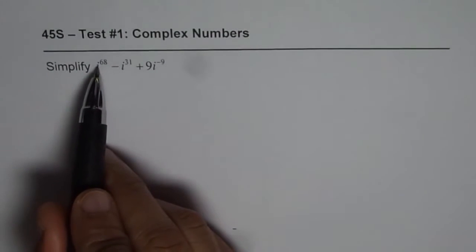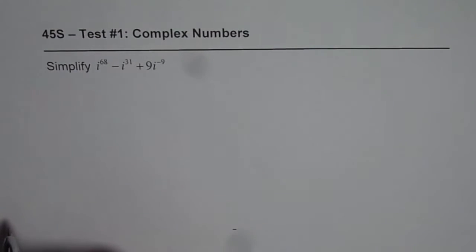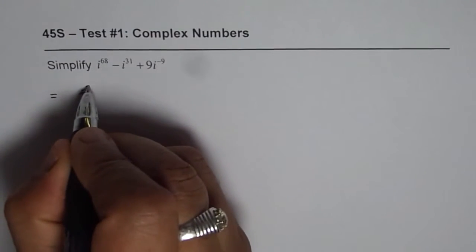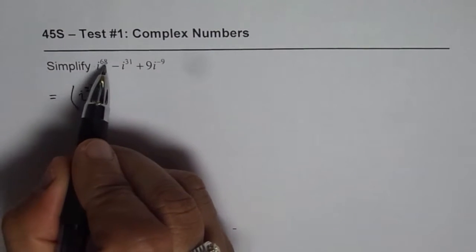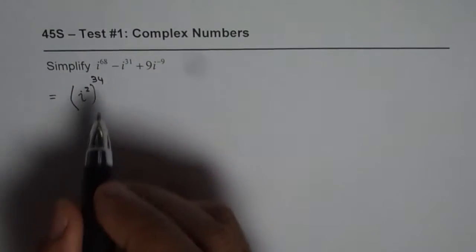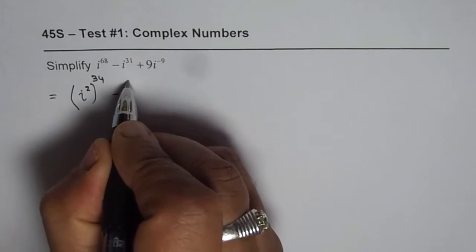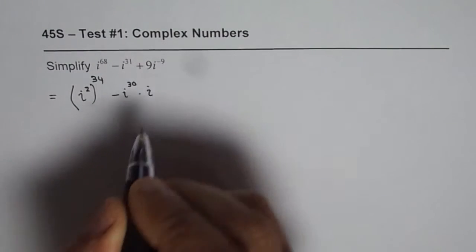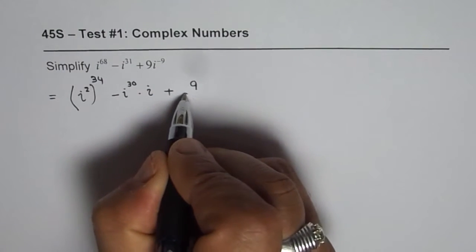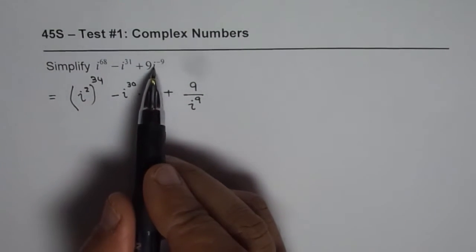Simplify i to the power of 68 minus i to the power of 31 plus 9i to the power of minus 9. So i to the power of 68 can be written as i squared to the power of, let's divide this by 2, so we get 34. For minus i to the power of 31, we could write this as i to the power of 30 times i. And for 9i to the power of minus 9, we can write this as 9 over i to the power of 9. Correct? Minus negative exponent means the reciprocal.